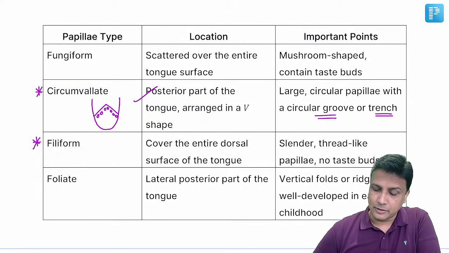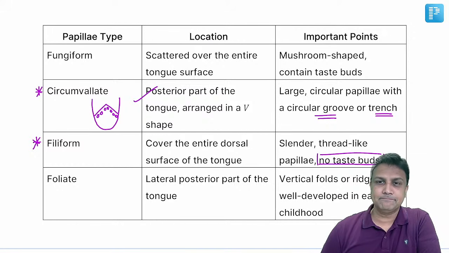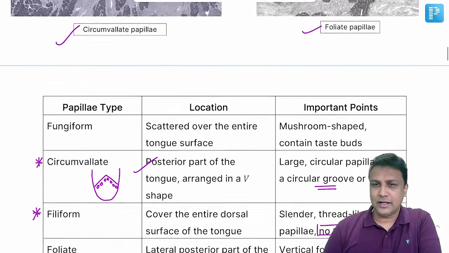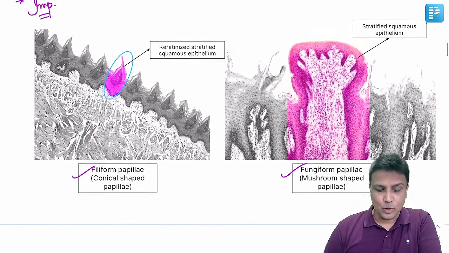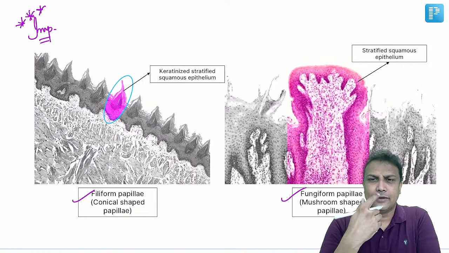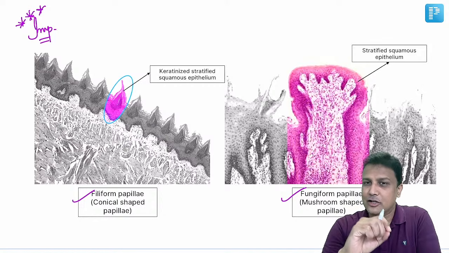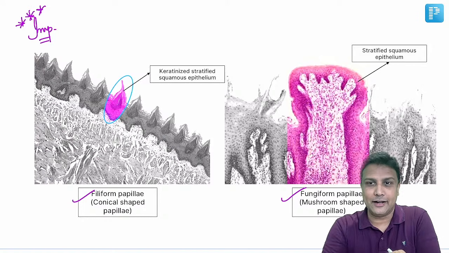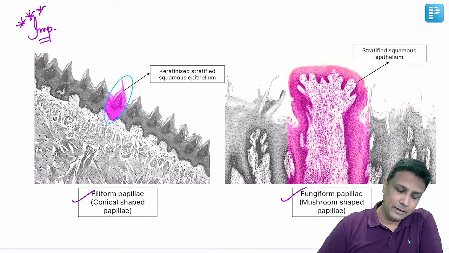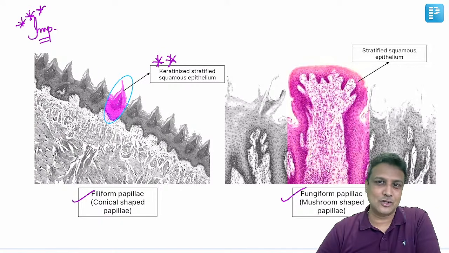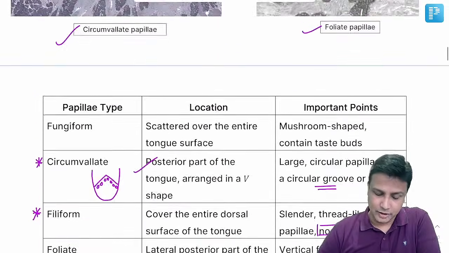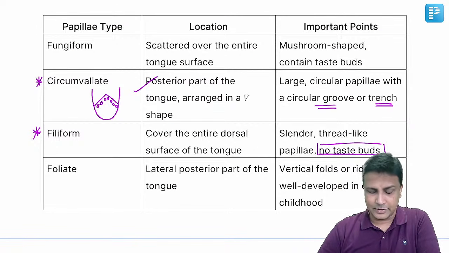Now filiform papillae, what are the points to remember? There are 2 points. There will be no taste buds in this one. They're slender, thread-like, but there are no taste buds. And one more thing, normally in the oral cavity there will be stratified squamous epithelium, because we'll be eating and there'll be wear and tear, so you should have multiple layers. But will it be keratinized or non-keratinized? Remember, in the oral cavity, it should be non-keratinized, but filiform papillae will have keratinized stratified squamous epithelium. So these 2 points you have to remember about the filiform papillae. That's all, the remaining is not that important.